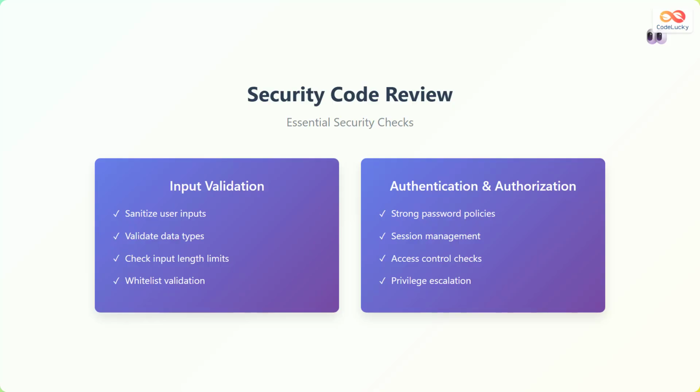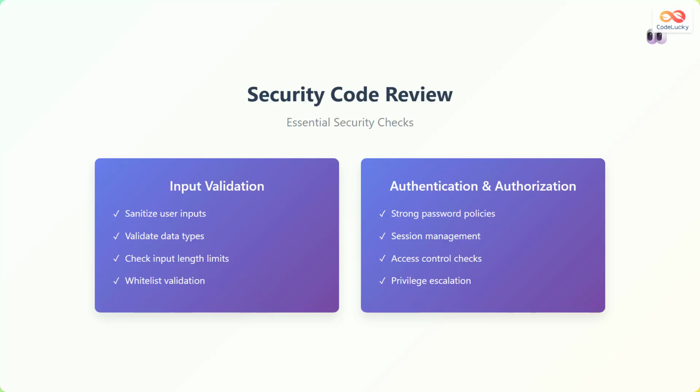Security code review is a critical process that examines source code for potential vulnerabilities and security weaknesses. Effective code reviews focus on two primary areas. The first area is input validation, which ensures that all user inputs are properly sanitized to prevent injection attacks. Reviewers check that data types are validated, input length limits are enforced, and whitelist validation is used wherever possible. This prevents attackers from submitting malicious data that could compromise the application.